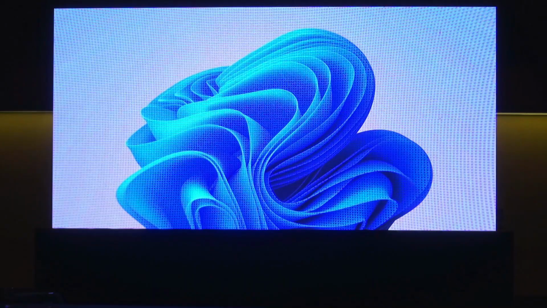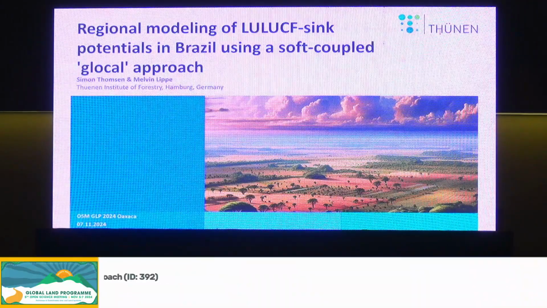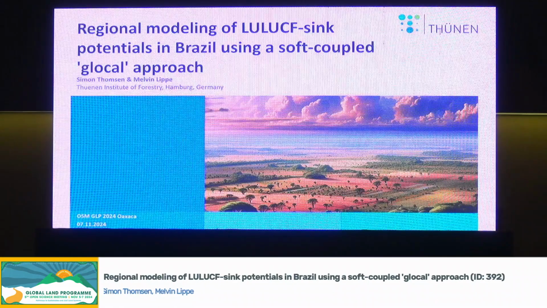Yes, good afternoon, everyone, and thanks for having me here at GLP. I will present very briefly the state of my current work. I work at the Thünen Institute, and I am a colleague of Melvin, who is organizing the session. The Thünen Institute is a federal research institute in Germany, so we aim to produce science, but also policy advice.